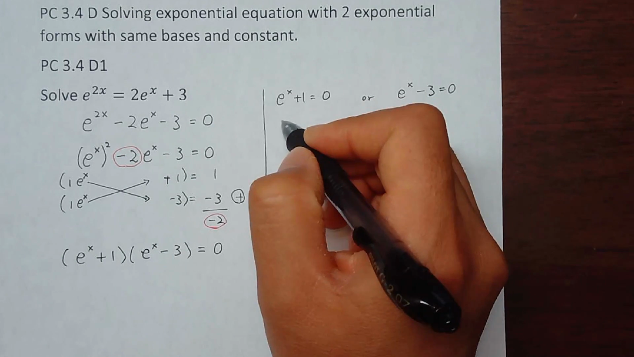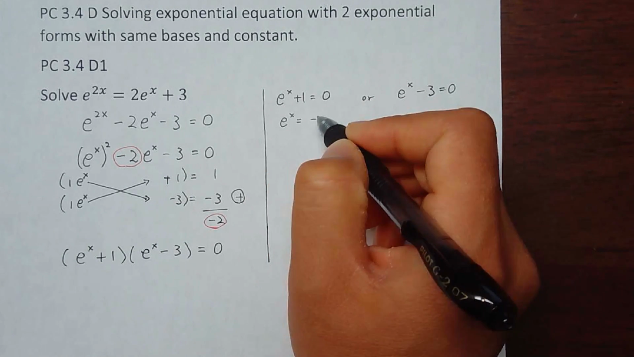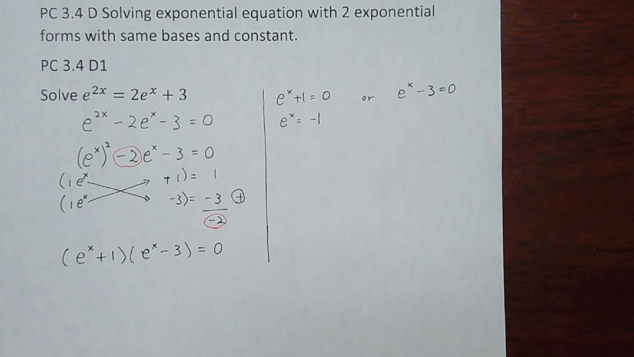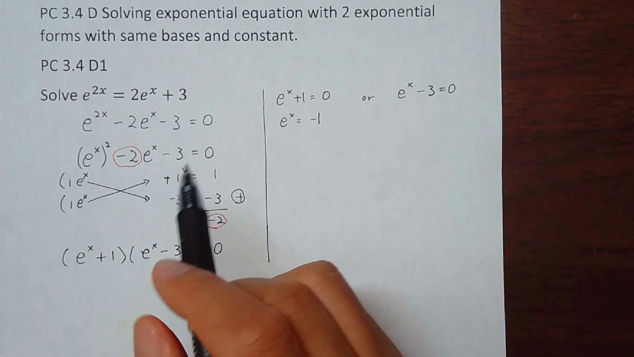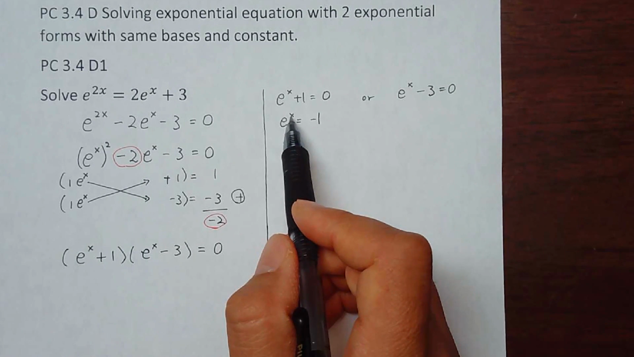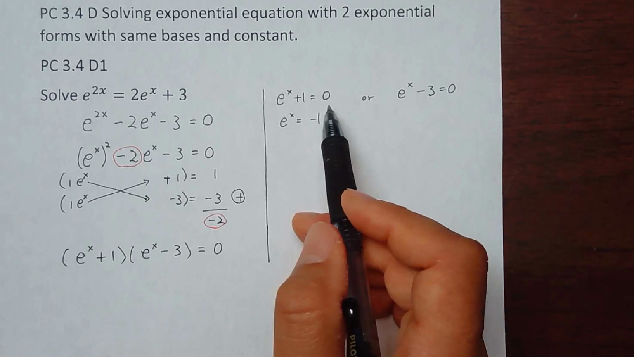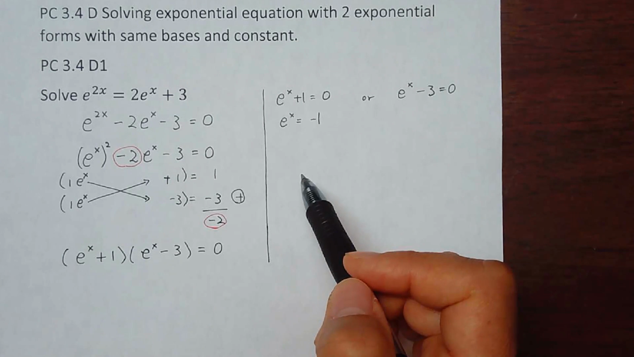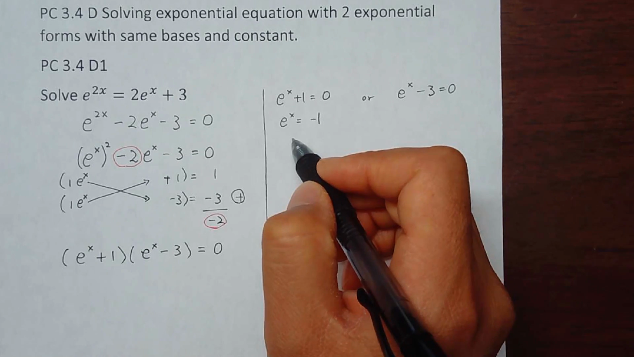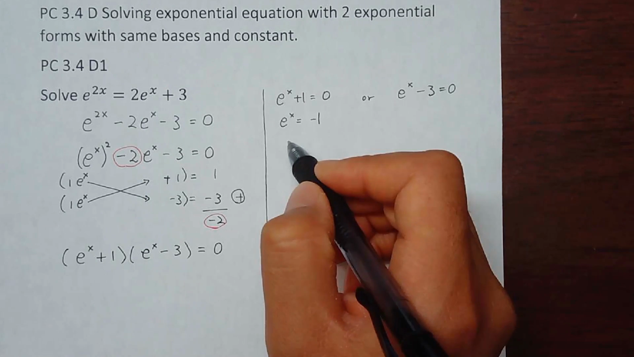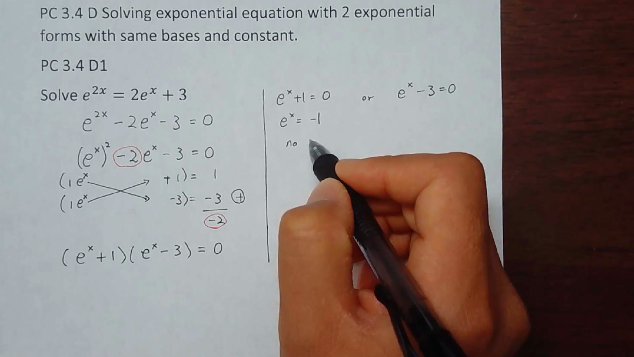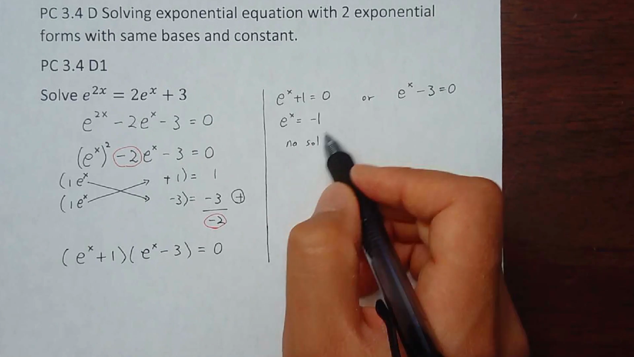So e to the x power equal to minus 1, and right here is the part you should recognize. E to the x power will never become minus 1. So there's nothing you can do. Right here is a dead end. No solution on this equation.